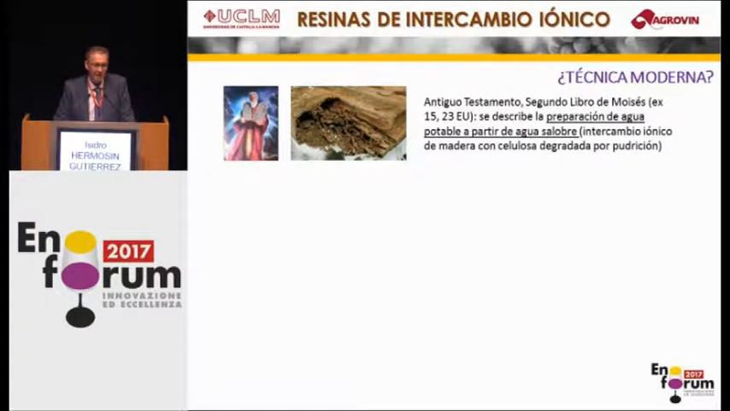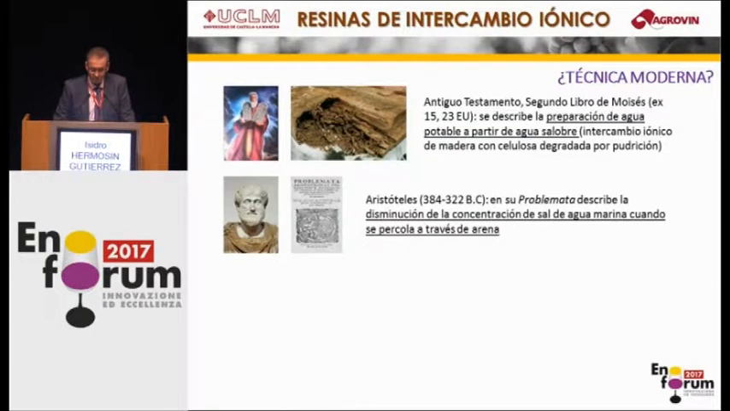But we can imagine that it was an ionic exchange produced by the cellulose degraded and generated through the rotting process. And even before Christ, Aristotle, in his book Problemata, described that seawater can lose its saline concentration when percolated through sand, the sand on a beach.